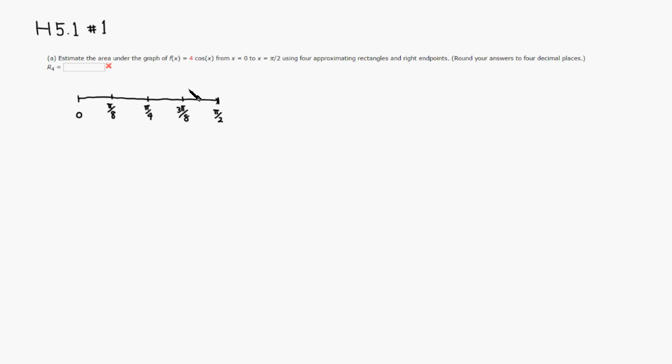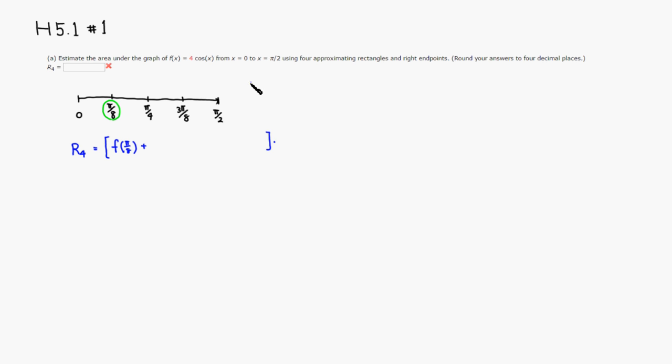Right? So each interval, when you do R4, you're going to use the right endpoint. For example, the right endpoint of the first interval would be pi over 8. So R4 is going to be, the height is determined by the function value. So we plug in pi over 8, and then for the second one, actually maybe we should do the times the width first.